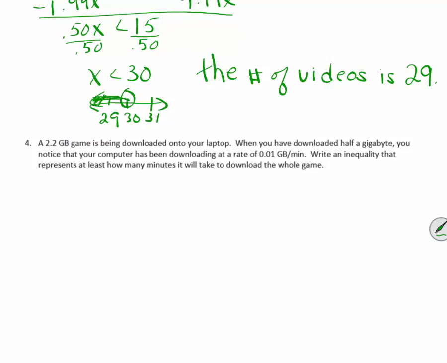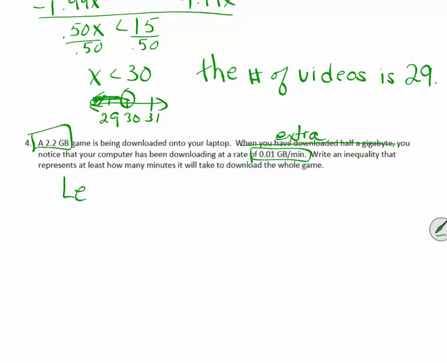So a 2.2 gigabyte game is being downloaded onto your laptop. When you have downloaded half a gigabyte, you notice that your computer has been downloading at a rate of 0.01 gigabytes per minute. We want to know, write an inequality that represents how many more minutes it will take to download the whole game. The fact that you've downloaded half a gigabyte does not change it because this is a set rate. So that's extra information we don't need.